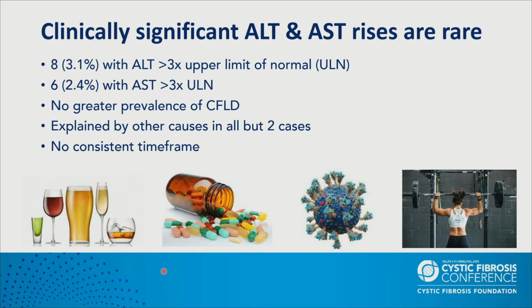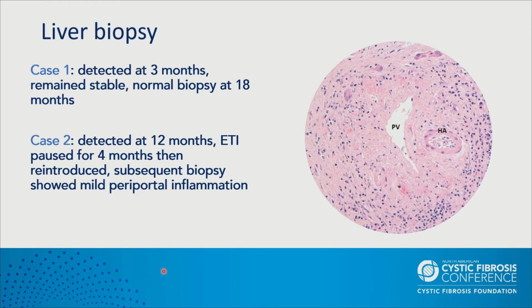And in the remaining 2 cases where there was no other explanation found, neither had a pre-existing diagnosis of CF liver disease. Both of those individuals went on to have liver biopsy. The first case had a significant abnormality detected 3 months after starting ETI. This remained stable, but due to persistence at 18 months, they went on to have a liver biopsy, which was in fact normal, and she continued on ETI throughout.